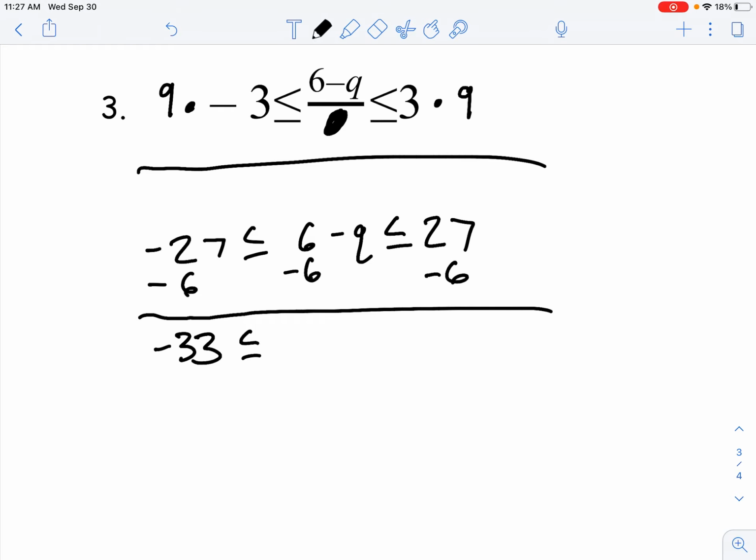Okay, keep my sign the same. 6 minus 6 cancels out. We're left with a negative q, keeping my symbol the same, and 21.